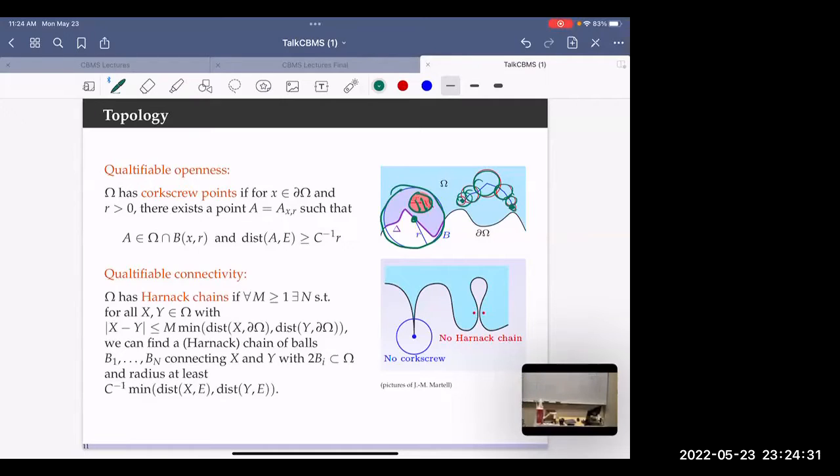Another counterexample, and to me personally this is easier to think about, is just a ball with a crack, a segment inside. It does not have any Harnack chains, because you can have two points which are arbitrarily close, and it would take forever to walk around. Harnack chains means that if your points are physically close, you can walk between them inside the domain in a reasonable way. And all this is quantified. Okay, so this is one example of that.